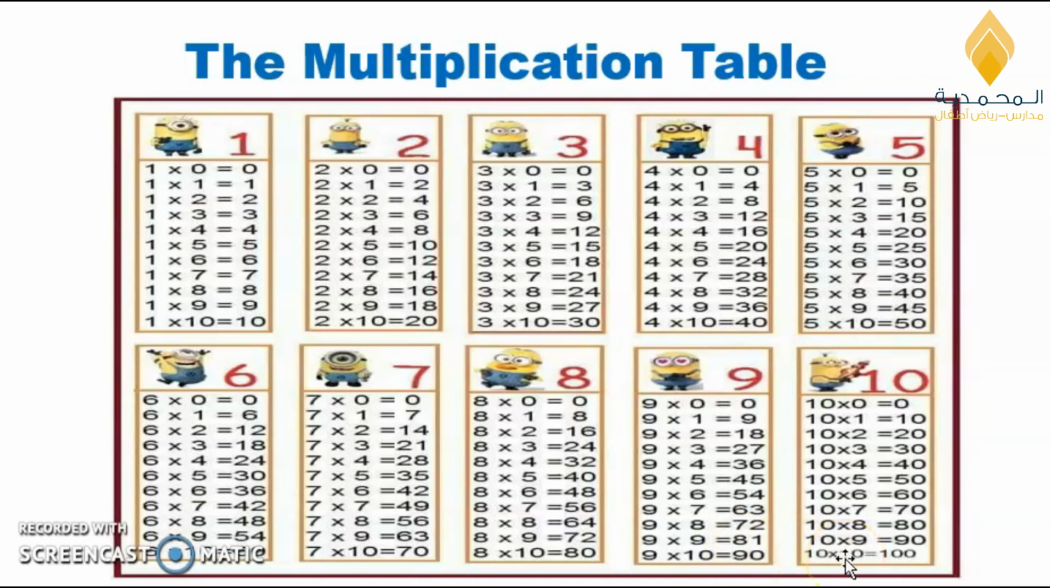The multiplication table of 10. 10 times 0 is 0. 10 times 1 is 10. 10 times 2 is 20. 10 times 3 is 30. 10 times 4 is 40. 10 times 5 is 50. 10 times 6 is 60. 10 times 7 is 70. 10 times 8 is 80. 10 times 9 is 90. 10 times 10 is 100.